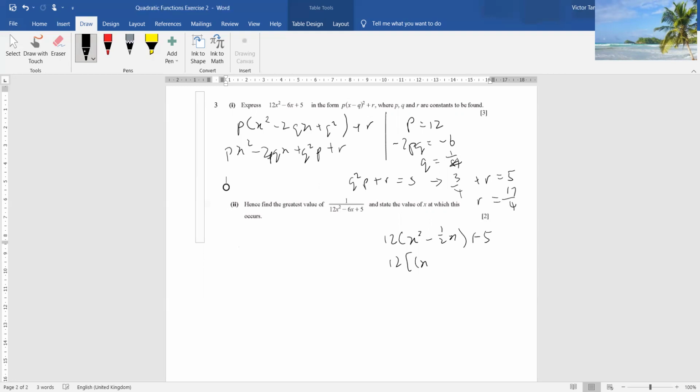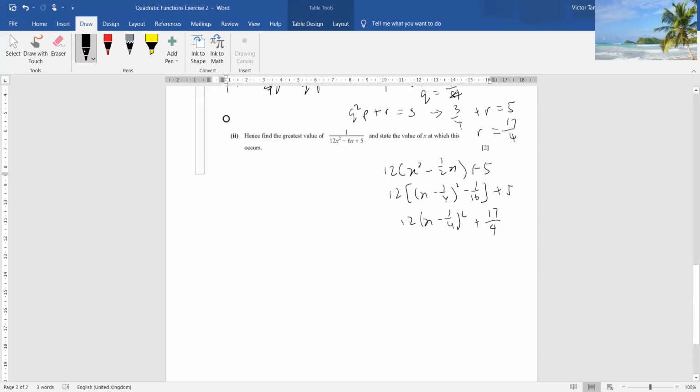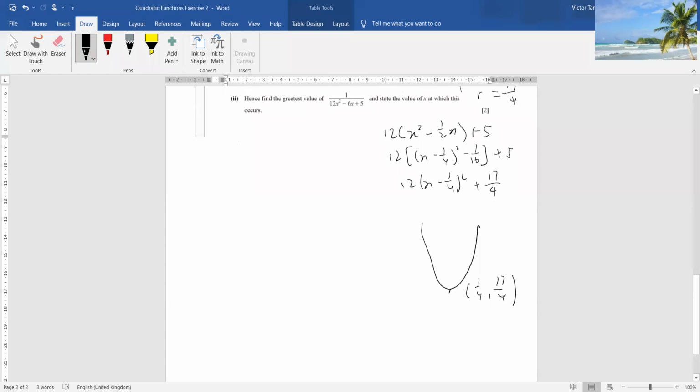Complete the square, minus 3 over 4. So we have to cancel this, so this is plus. Okay. Now, this graph has a minimum value of 17 over 4. Okay. So the maximum value will be 4 over 17.